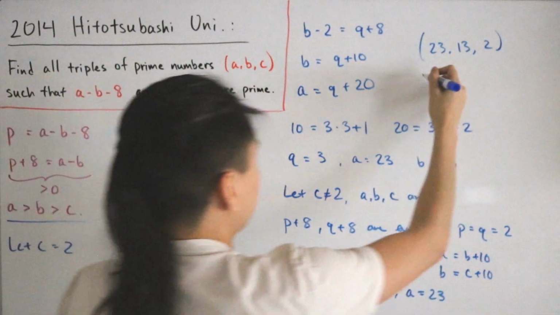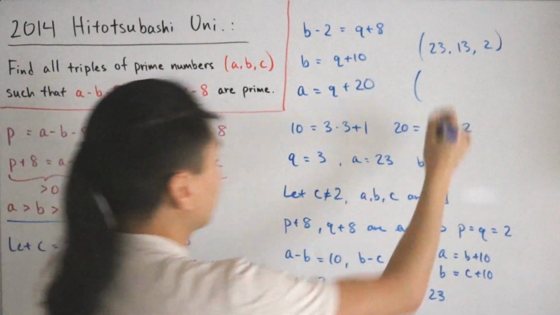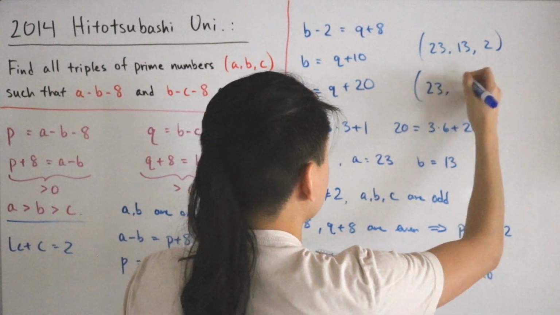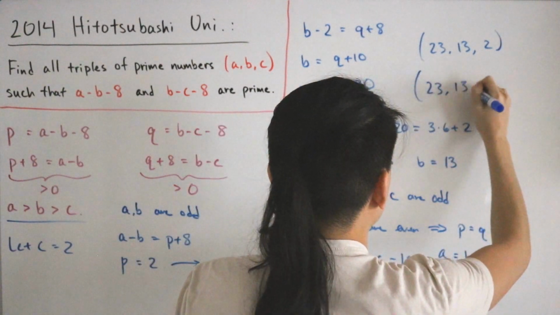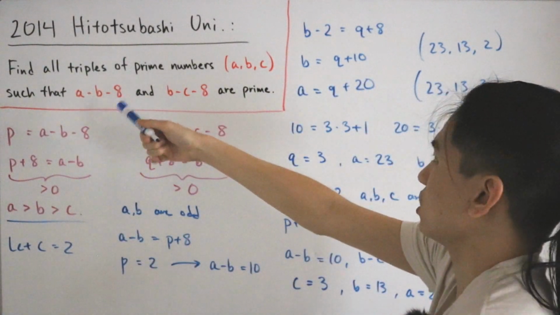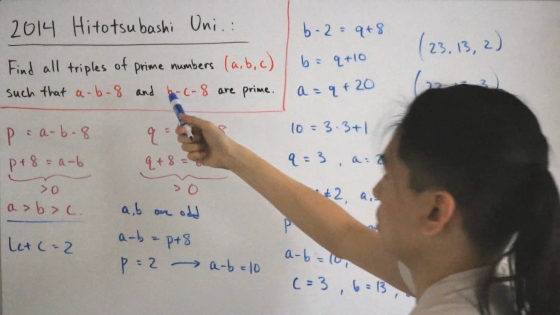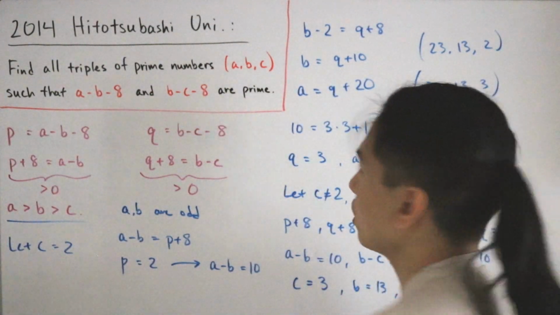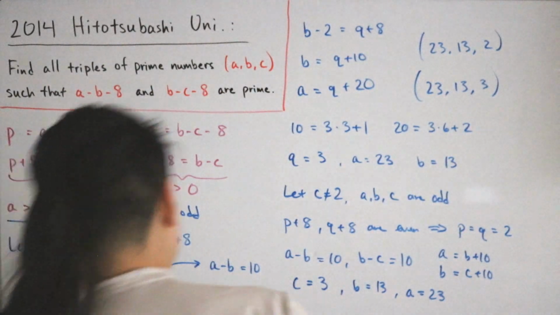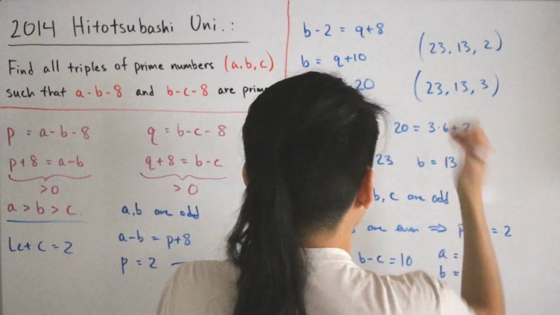And of course, that is our last set of triple prime numbers that satisfies the following: 23, 13, and 3. Just plugging this back in, 23 minus 13 is 10, minus 8 is 2, a prime number. Then 13 minus 3 is 10, minus 8 is 2, also a prime number. And so that satisfies it, and those are the only two solutions that satisfy our given.